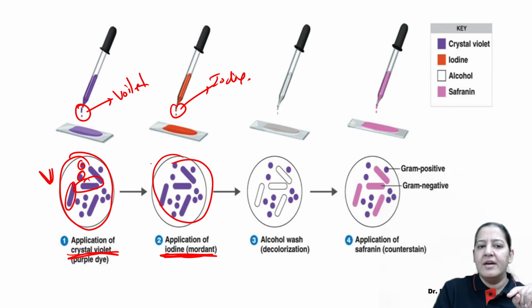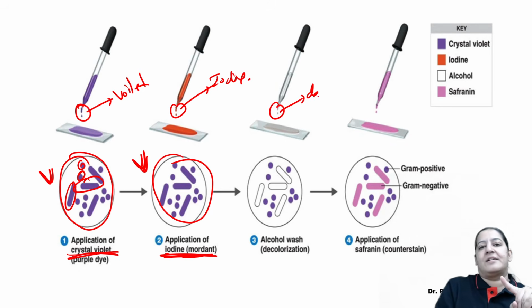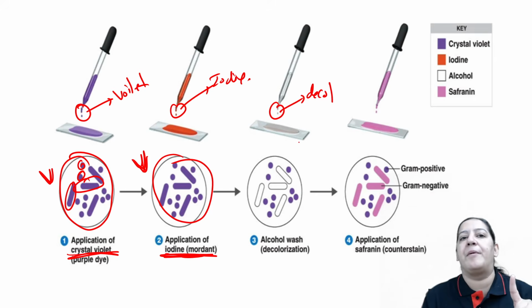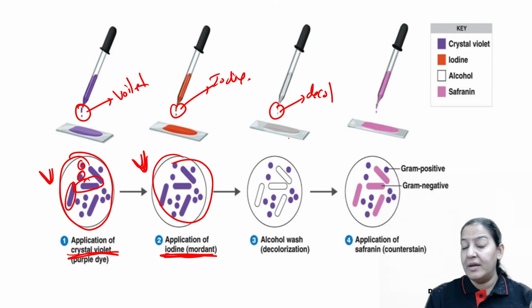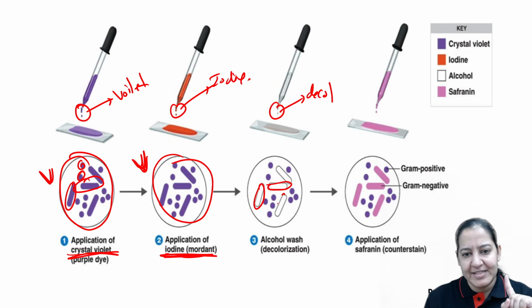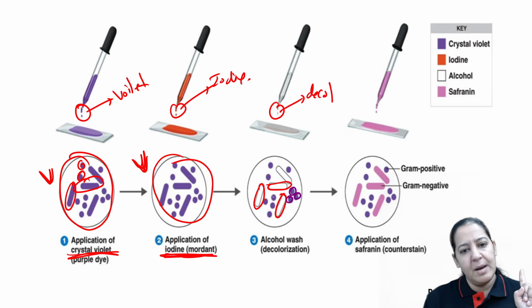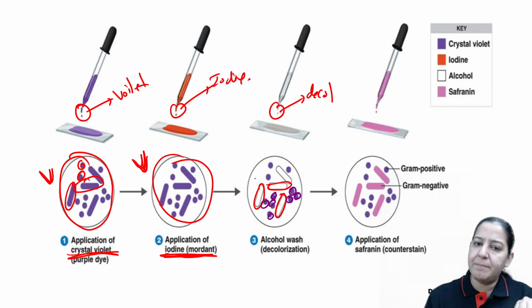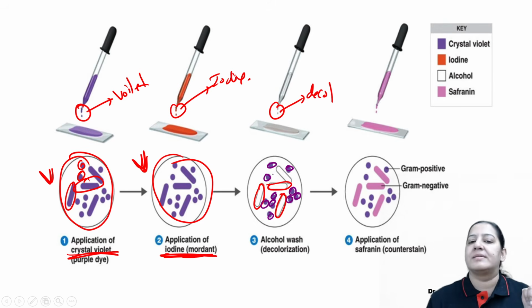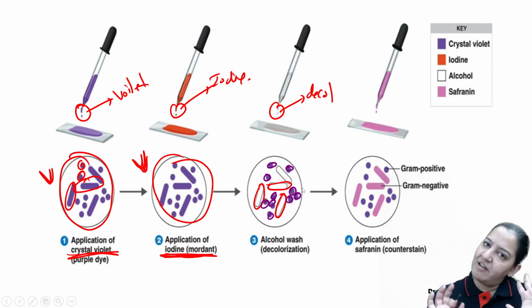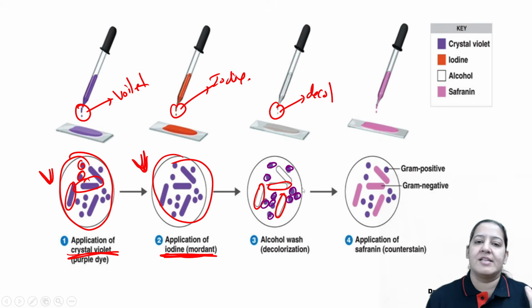Here also, all of them are violet. But in the third step, you are adding a decolorizer with the help of a dropper, either alcohol, ethanol or acetone. So now some bacteria become transparent. See, these are transparent, which I am marking with red. And some are not transparent, some are violet. So some lose the primary stain, some do not. Some are resistant, some are sensitive. The ones which are resistant are violet. The ones which are sensitive become transparent.